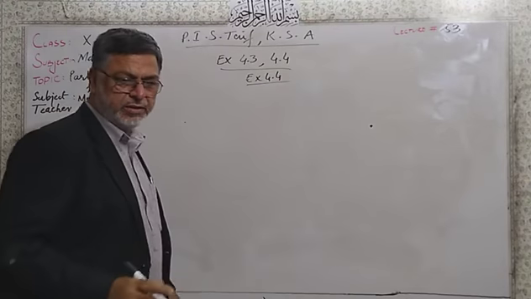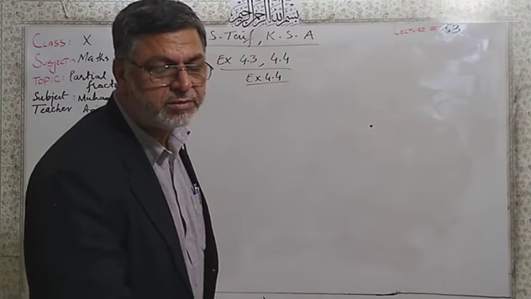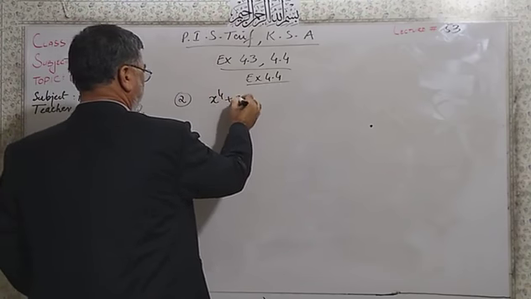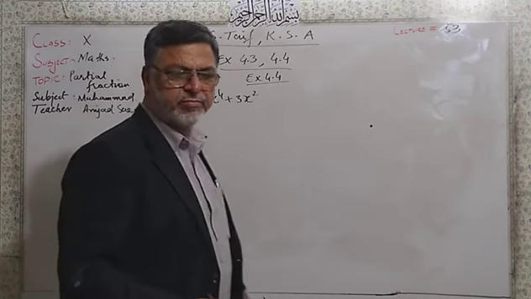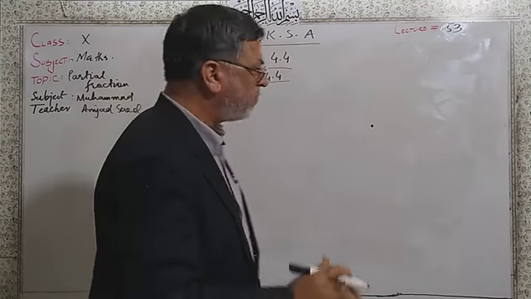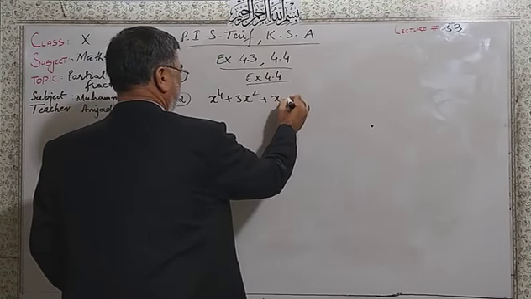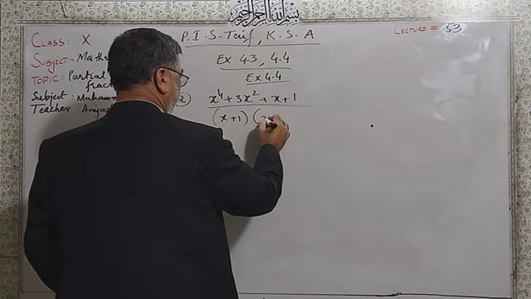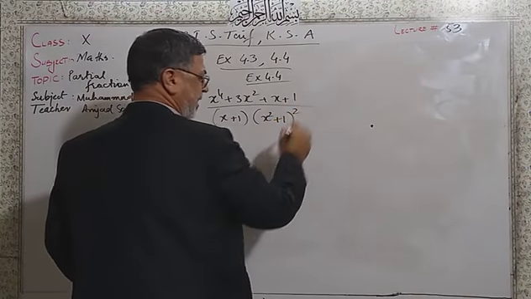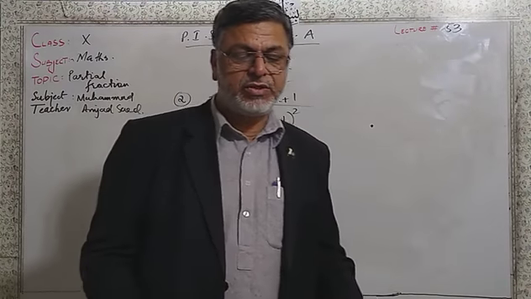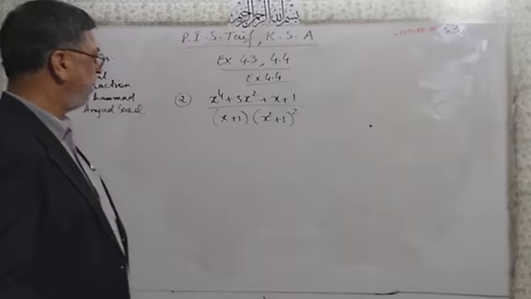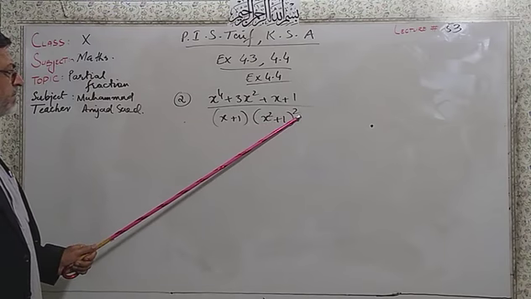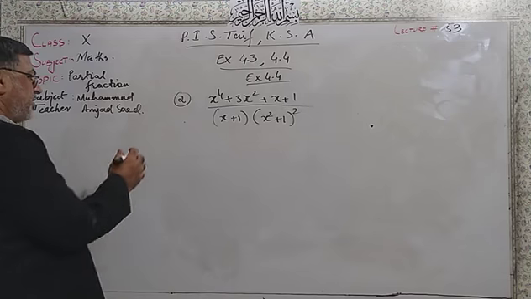Exercise 4.4, question number 2: x^4 plus 3x squared plus x plus 1 over x plus 1 into x squared plus 1 whole squared. This is your question number 2. And this is the fourth type. It is repeated quadratic factors.